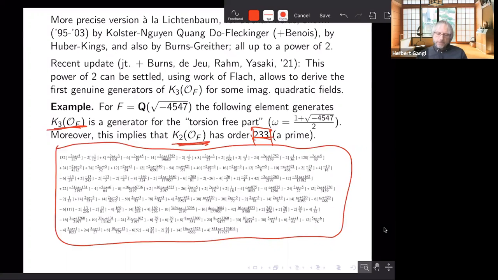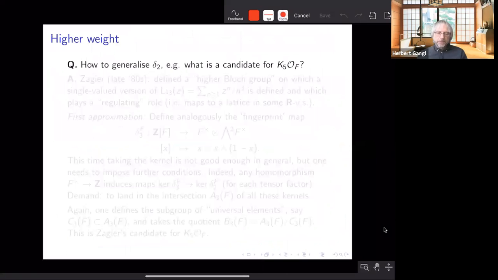So this is just a little illustration of what one can do if one knows Lichtenbaum's conjecture, and for this case, this has been settled. So far we just have dealt with weight 2, but now what about higher weight? How can we generalize this delta 2 and the corresponding, for instance, delta 3? What is a candidate for the higher K group K5, the next one?